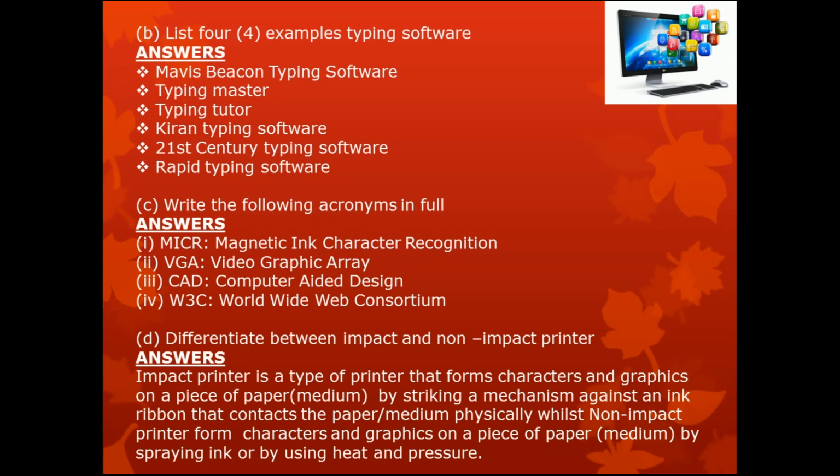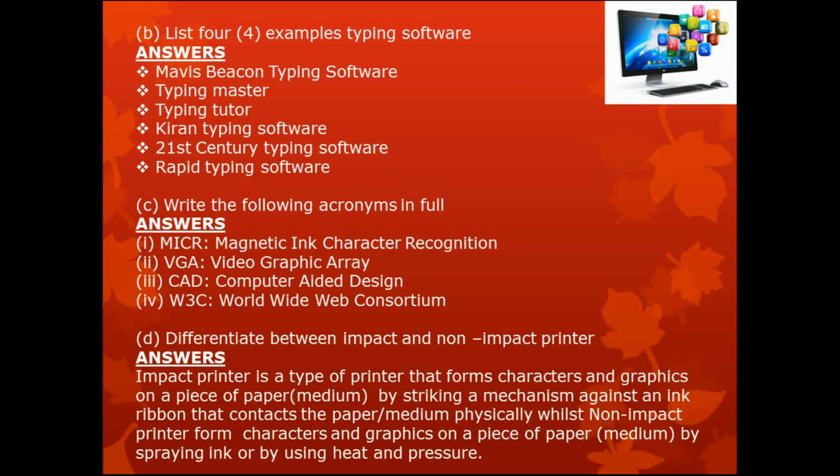So take note. D. Differentiate between impact and non-impact printers. An impact printer is a type of printer that forms characters and graphics on a piece of paper, or medium, by striking a mechanism against an ink ribbon that contacts the paper or medium physically, whilst a non-impact printer forms characters and graphics on a piece of paper or medium by spraying ink or by using heat and pressure.